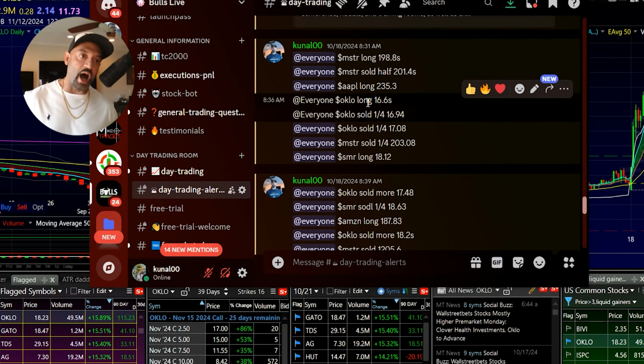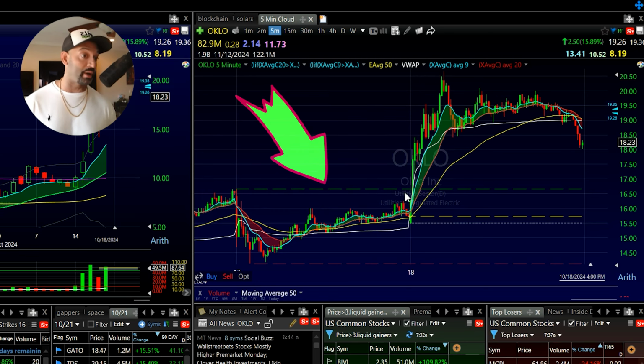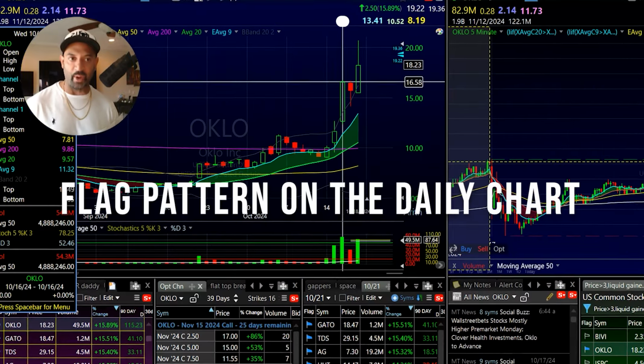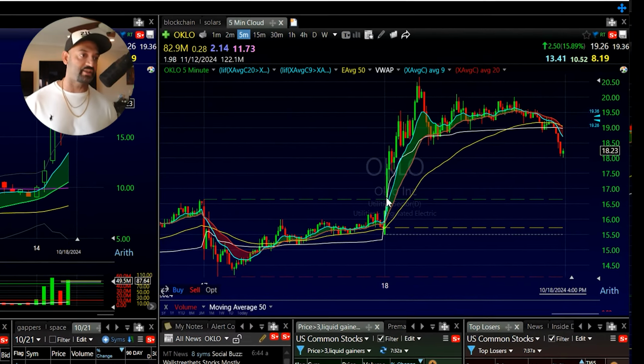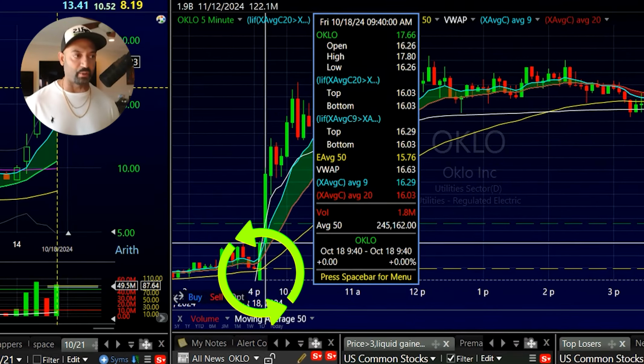So we went long some Oklo right off in the morning. You can see about 8:36 Central Time, right? Within the first few seconds, I loaded the boat on this Oklo as it was breaking out of this range from the previous day, and we had a flag pattern on the daily chart. As this starts to push, I added 16, and you just put a stop loss right at the bottom of the candle. You don't want to risk anything more.